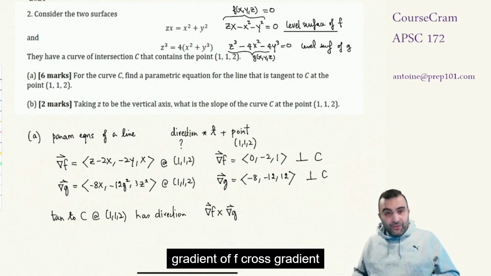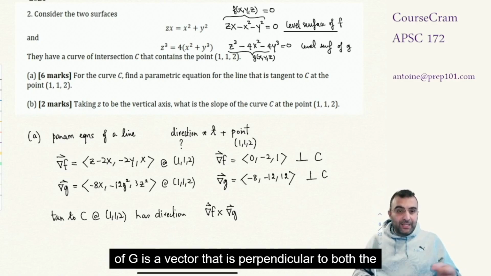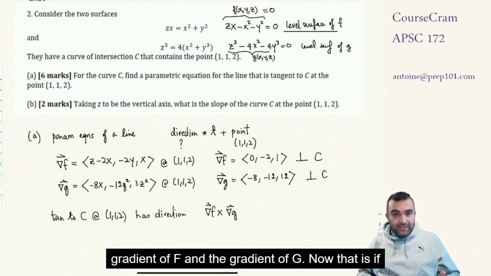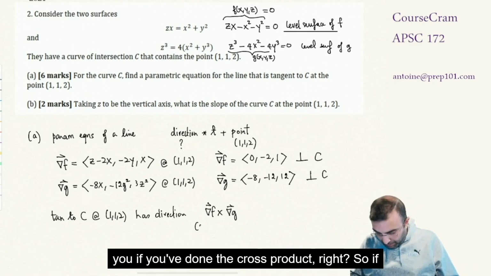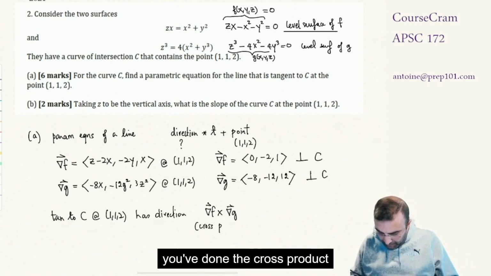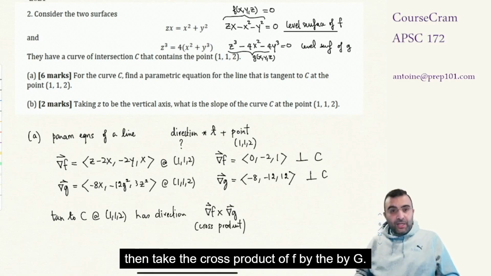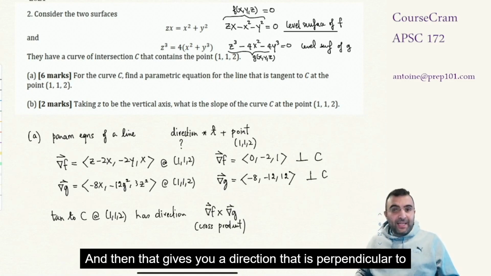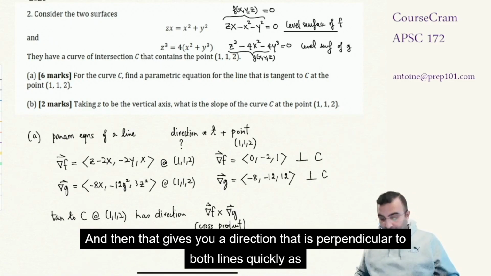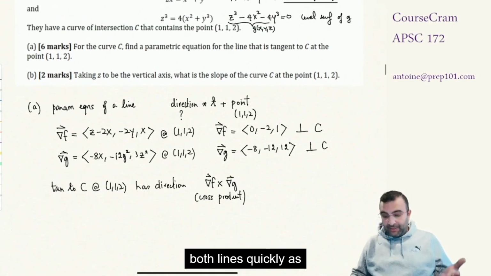The gradient of F cross the gradient of G is a vector that is perpendicular to both the gradient of F and the gradient of G. Now that is if you've done the cross product, right? So if you've done the cross product, then take the cross product of F by G, and that gives you a direction that is perpendicular to both lines.